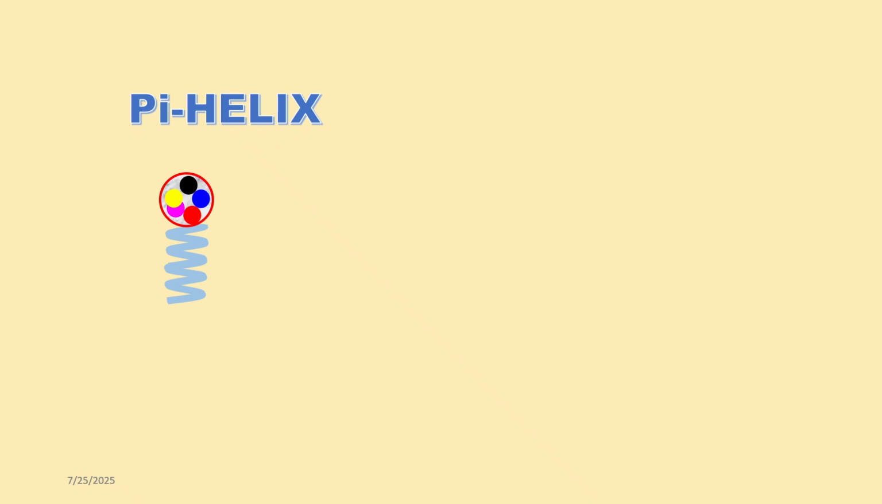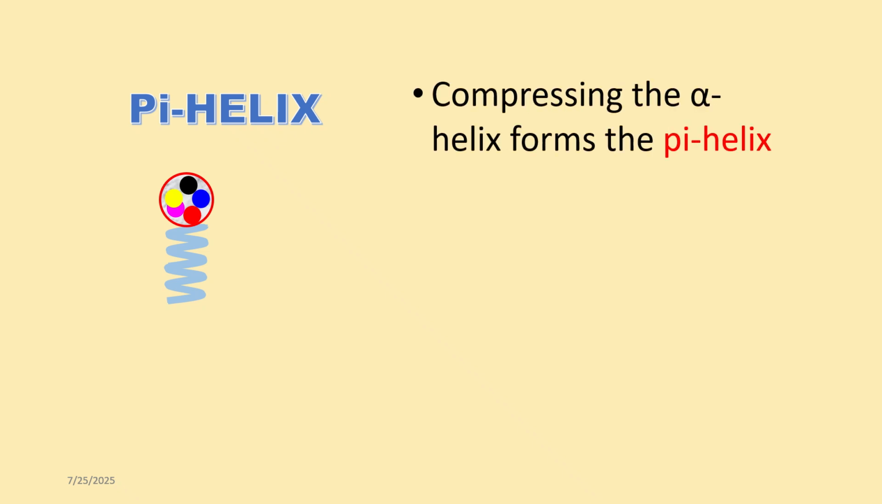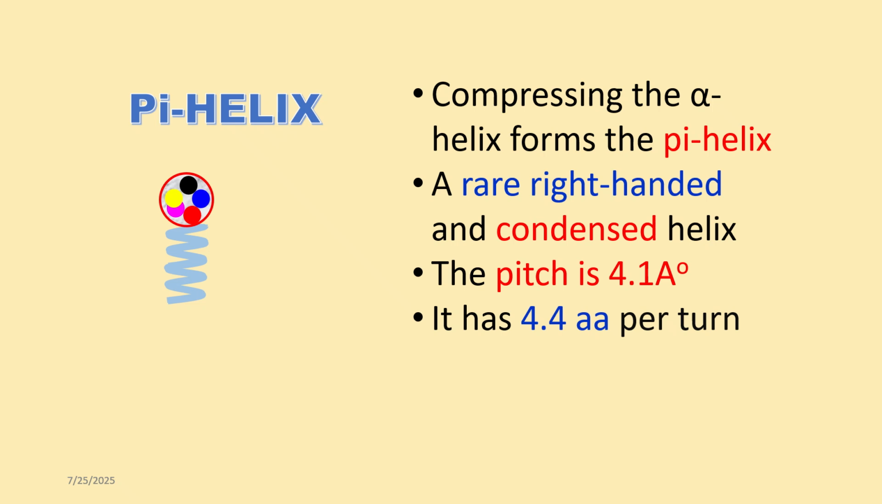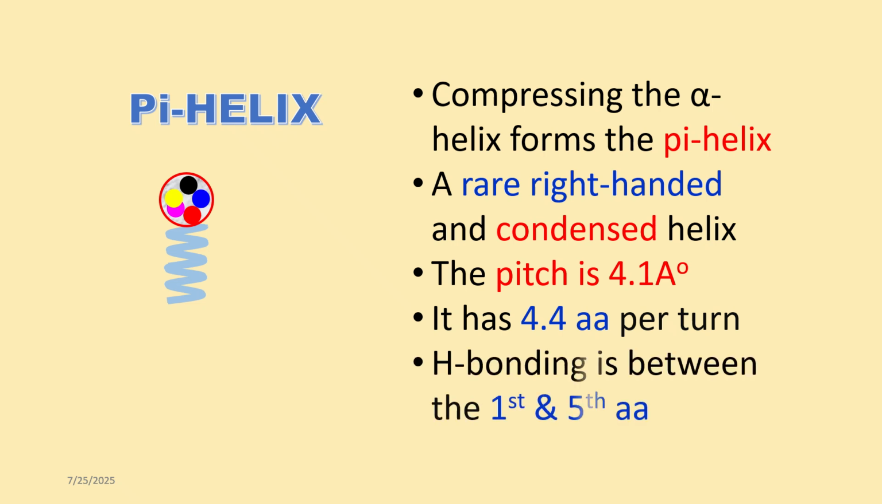So coming to pi helix, if you compress the alpha helix, you will form a structure similar to pi helix. It is a rare right-handed helix which has 4.4 amino acids per turn and the pitch is 4.1. It means this is a condensed type of helix in which every amino acid is hydrogen bonded with the next fifth one in the row.